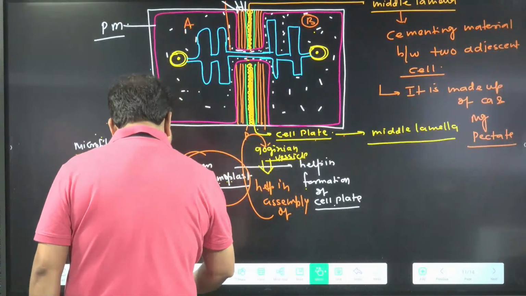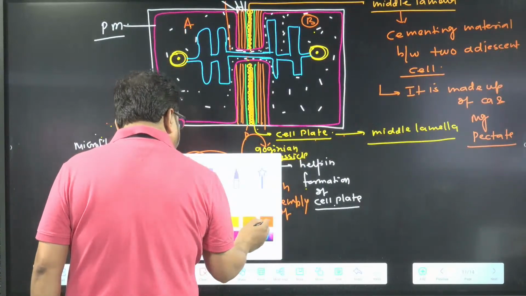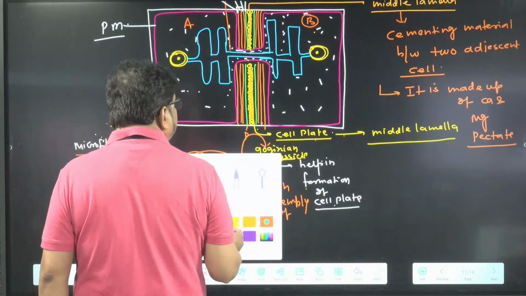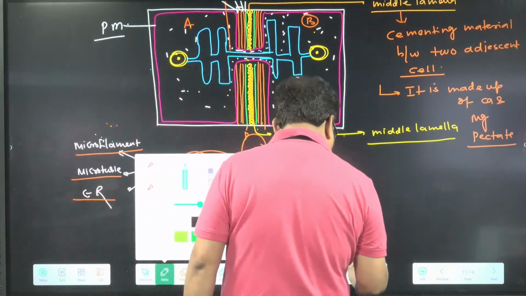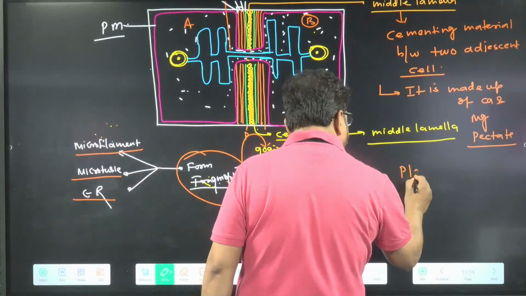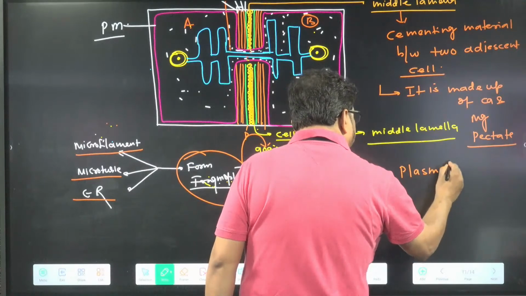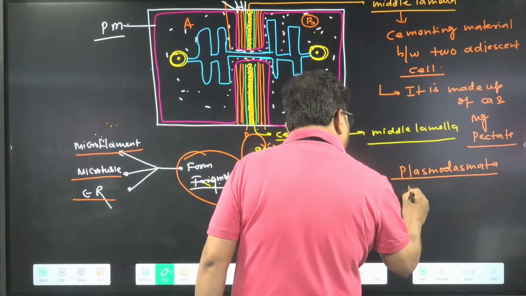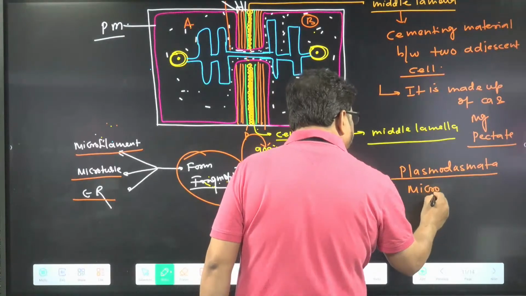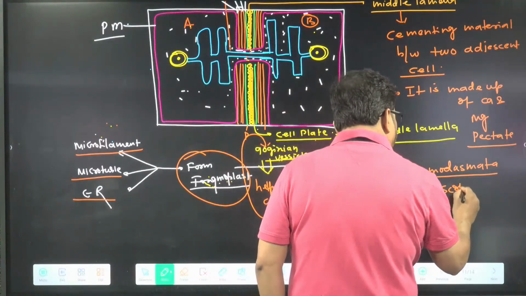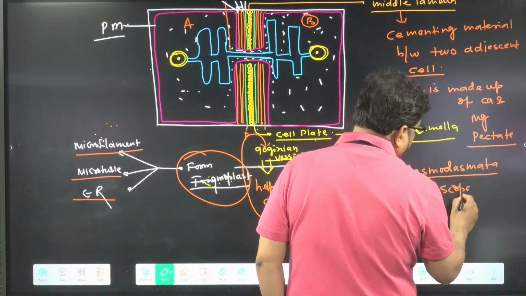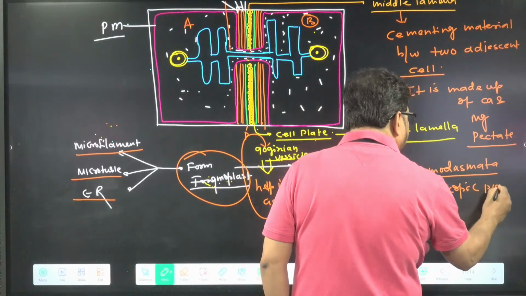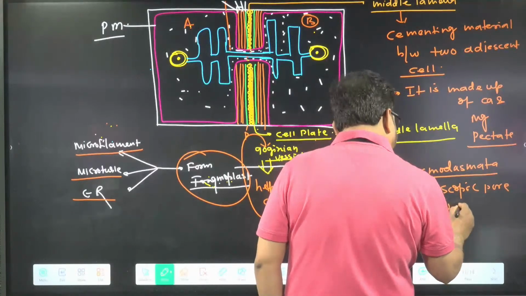Plasmodesmata is the most ignored thing. NCERT also ignored it, writing just one line. Plasmodesmata. What is plasmodesmata? Let me tell you about plasmodesmata. So it is a microscopic pore between adjacent cells.